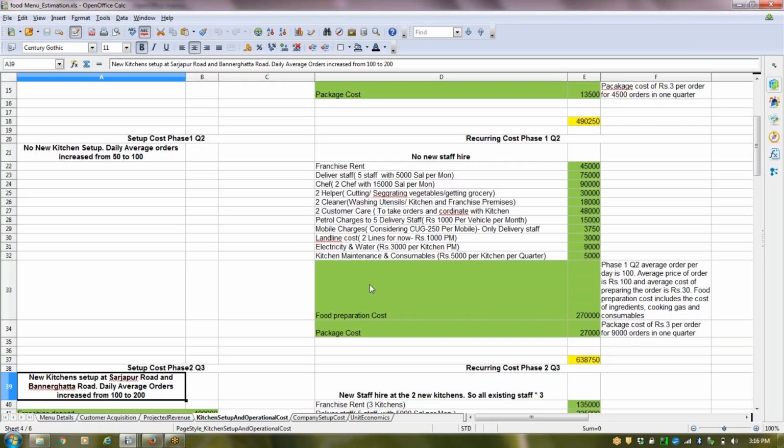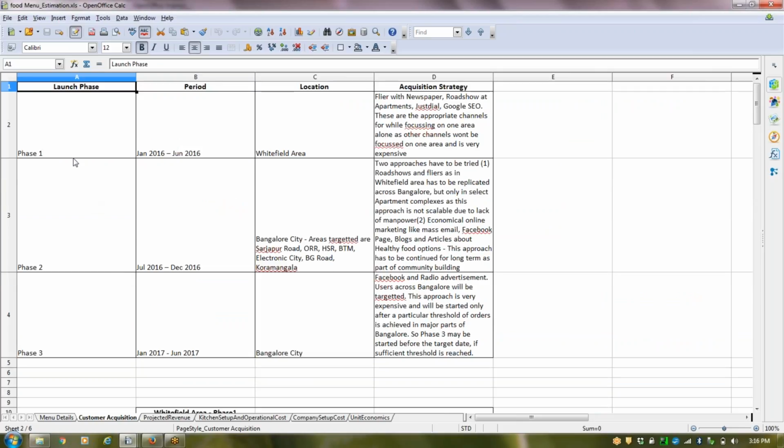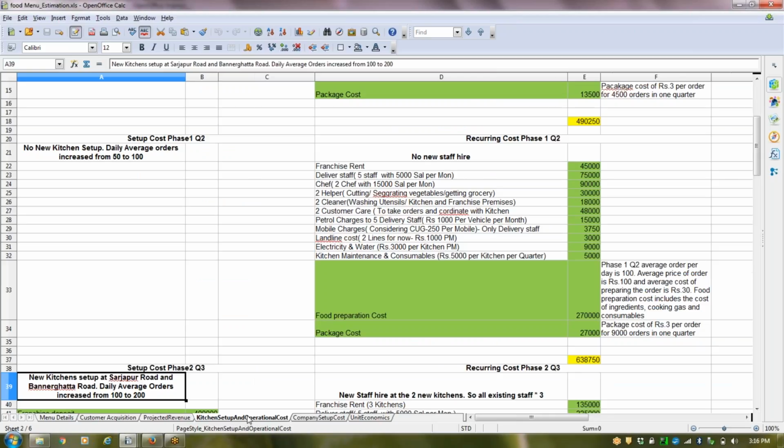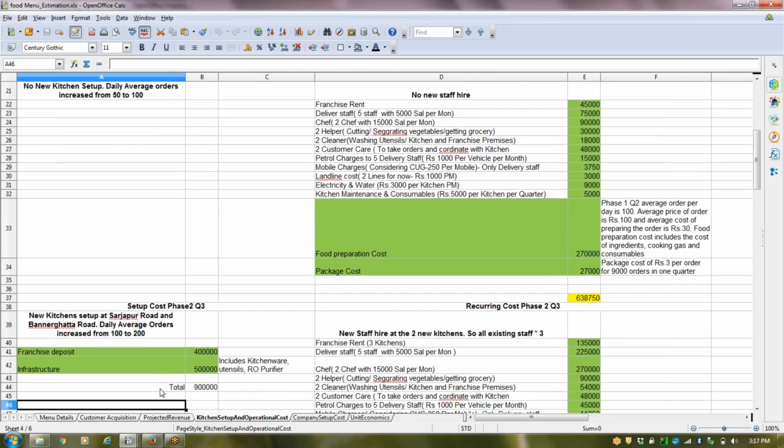See the difference. So this is in line with our original customer acquisition strategy. The original customer acquisition strategy says that in phase 1 only Whitefield, phase 2, multiple new areas. So the same thing they have followed over here. So when they went to phase 2, they made sure that they account for the new kitchens that they are setting up in 2 more new places, Sarjapur Road and Bannerghatta Road. So all these are again in line.